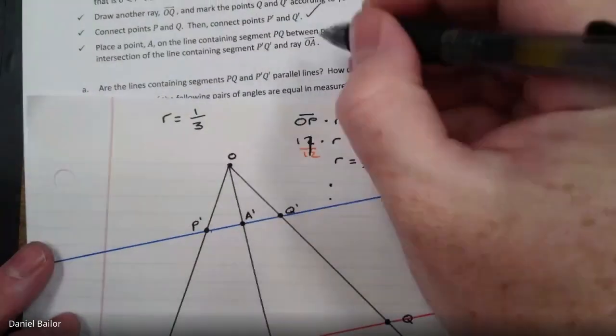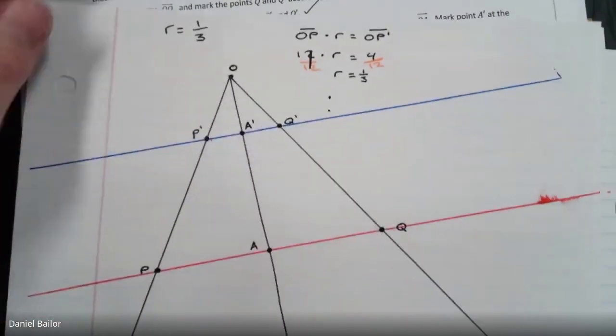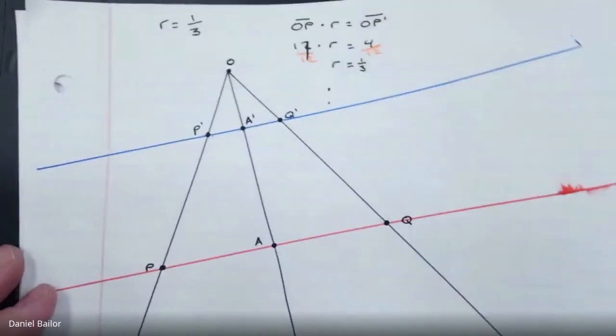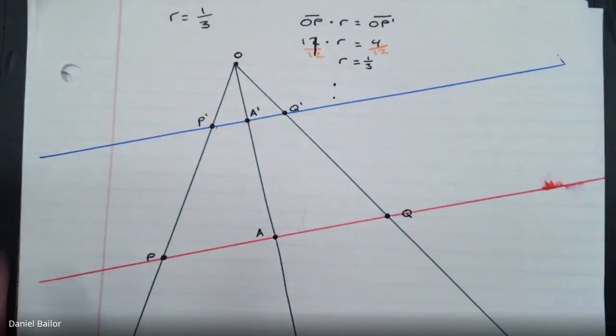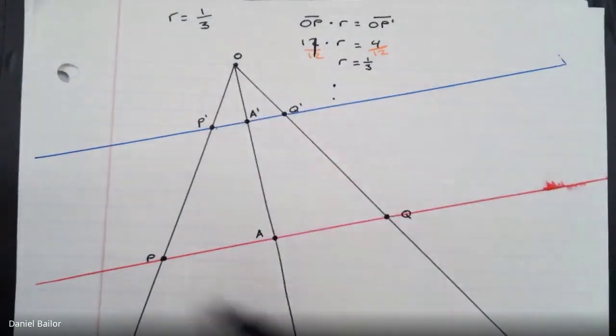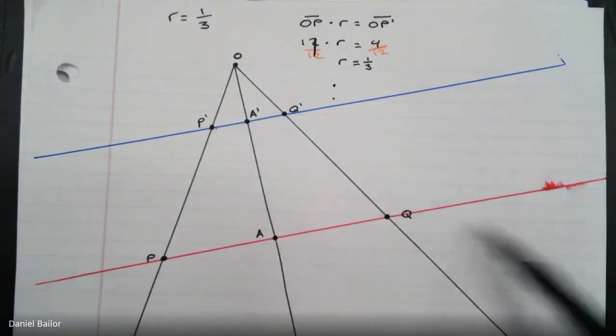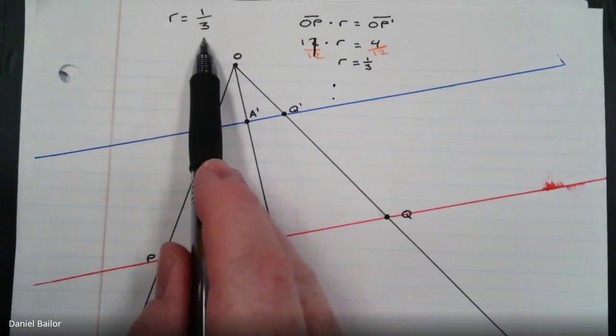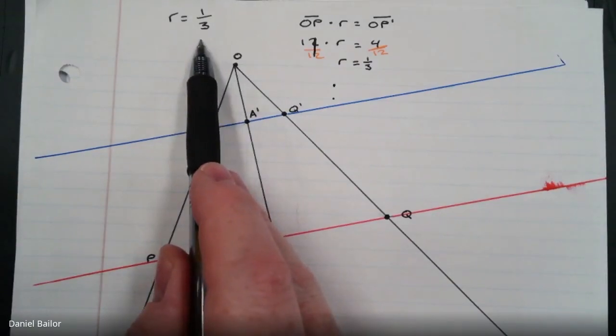But we did that. So this is what your paper should look like, close to it anyway, when you're all done following the directions. You have OP, you have OQ, you have OA, and you have the parallel lines connecting them. Just like that. And everything follows the scale factor.